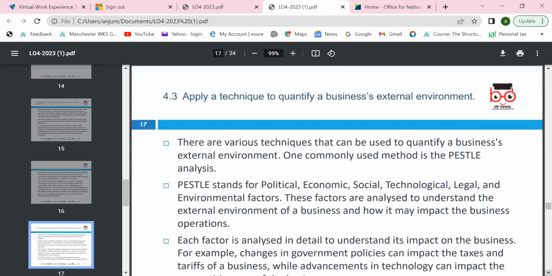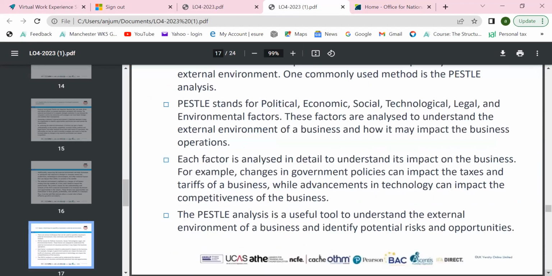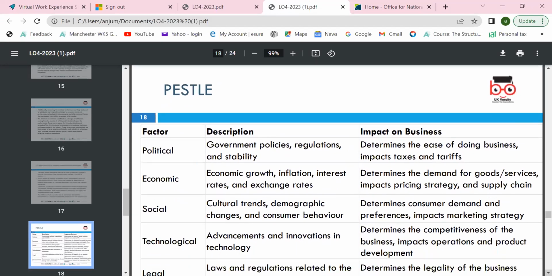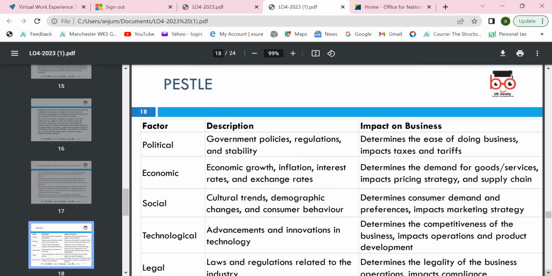So 4.3, apply the techniques to look at the external environment: PESTEL, how we can apply it. PESTEL stands for political, economic, social, technological, legal, and environmental. We can look at which factor affects the business most, and then we can develop the strategy, like when a tax or tariffs are introduced. According to Pepsi, when the sugar tax was introduced, Pepsi changed the product and focused more on greenwashing. Greenwashing means doing marketing which persuades people that we are very environmentally friendly, very ethical, not involved in child labor, and that we do corporate social responsibility. So political: government policies and regulation determine the area of doing business and impact taxes.